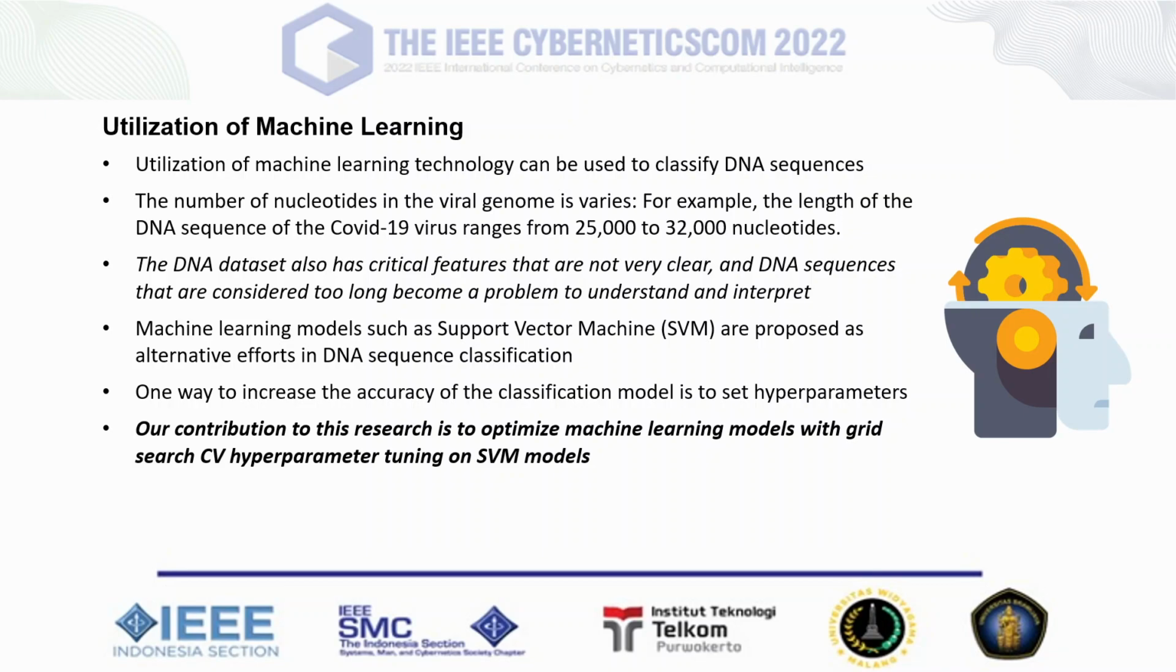The number of nucleotides in the viral genome varies. For example, the length of the DNA sequence of the COVID-19 virus ranges from 25,000 to 32,000 nucleotides. The dataset also has critical features that are not very clear, and data sequences that are considered too long become a problem to understand and interpret. Machine learning models such as support vector machine or SVM are proposed as an alternative effort in DNA sequence classification.